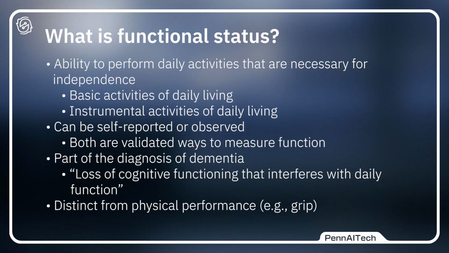Functional status refers to the ability to do daily activities that are necessary to live independently. The first type of daily activity is basic activities of daily living. This includes bathing, dressing, getting in and out of a bed or chair, toileting oneself, walking across a room, and eating. And the second is more cognitively complex instrumental activities of daily living. These include things like managing medications, managing finances, preparing a meal for oneself.